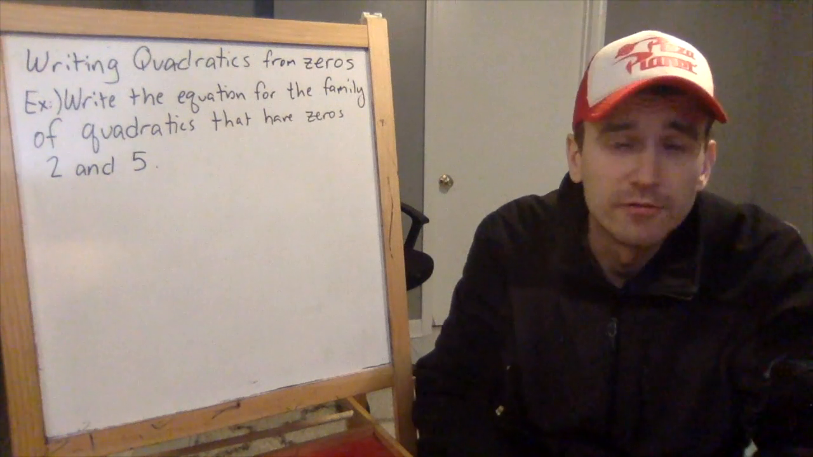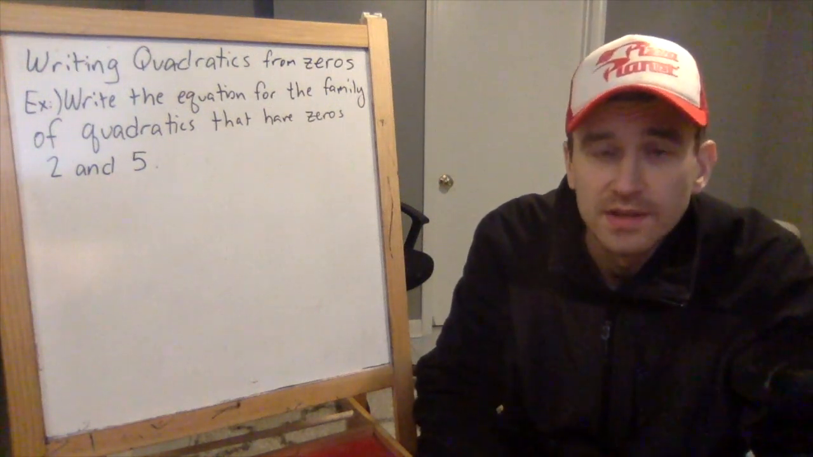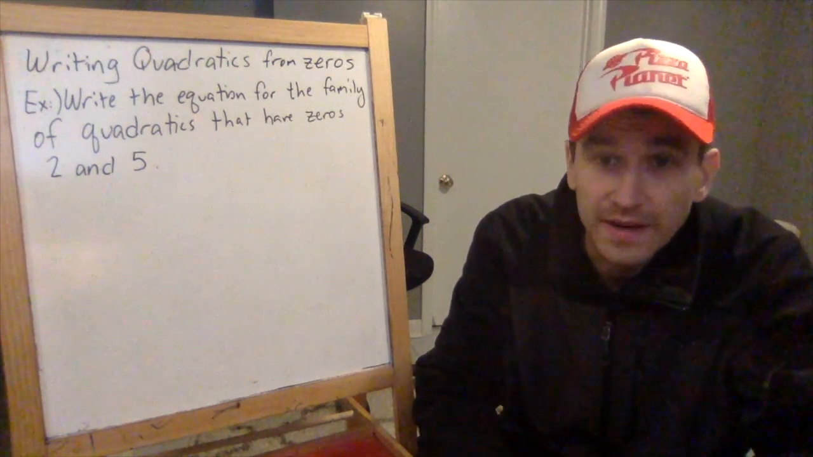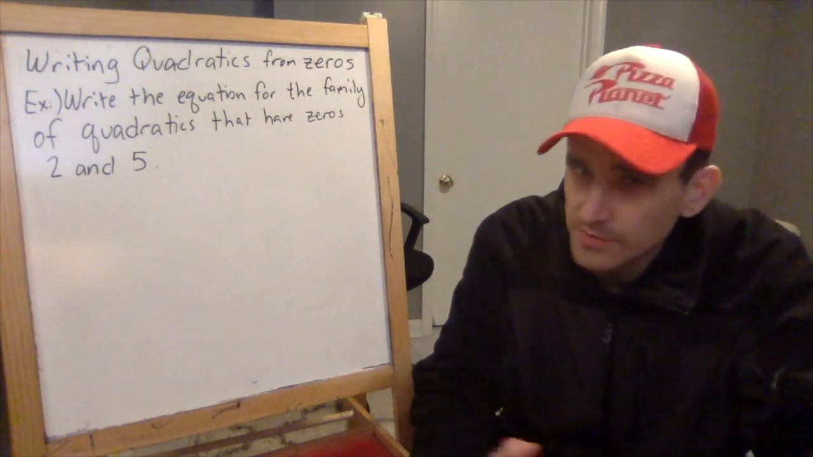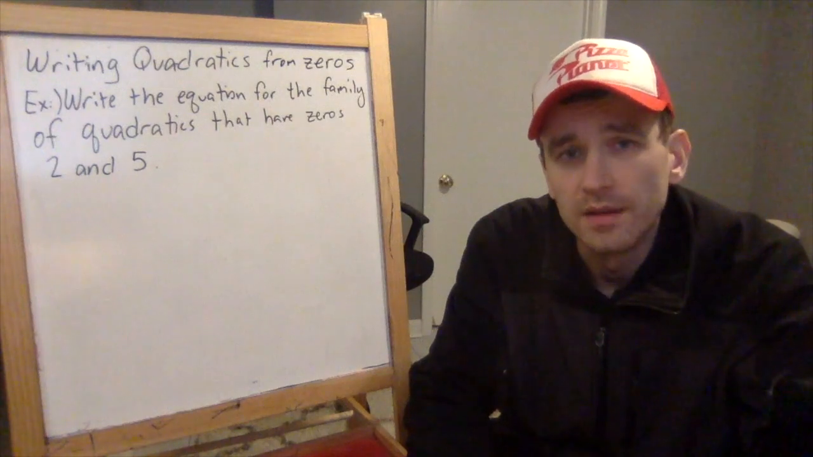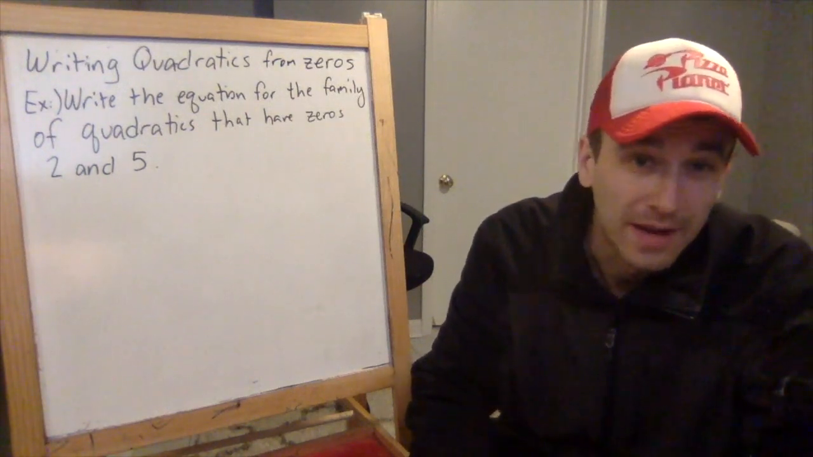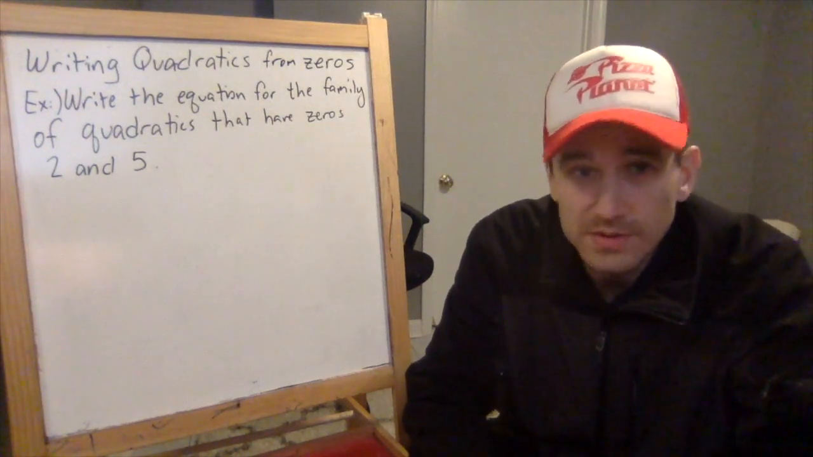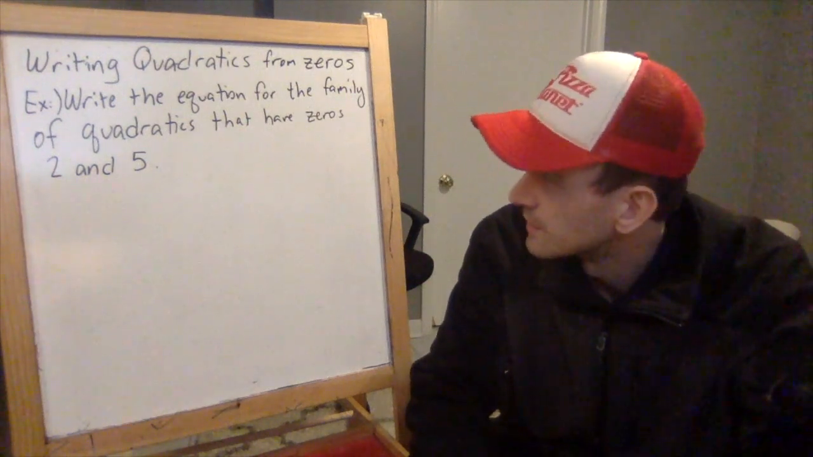Pretty much all that we've been doing so far has been focused on finding zeros or roots. Zeros, roots mean the same thing, of quadratic equations. Today we're going to go kind of backwards. We're going to start with our zeros and work on writing equations for those zeros.